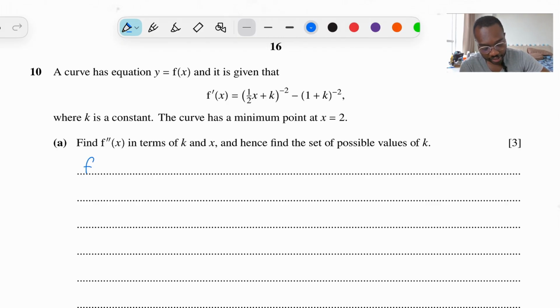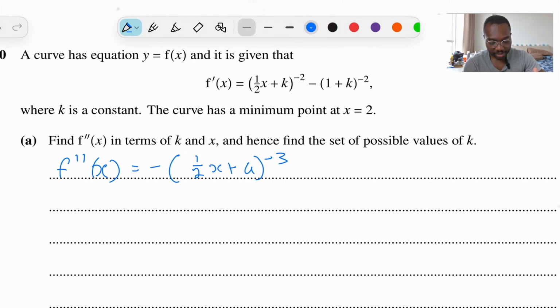So we can differentiate f dash x again. What would we get? Well, we would take a half out, and then times by that minus 2, so that would be a minus 1. So we get a minus on the outside, and then in brackets we get a half x plus k, to the minus 3. And for that 1 plus k to the minus 2, that's a constant value, so there's no x's involved in that, therefore it just cancels out. So this is what we're left with for f double dash x.